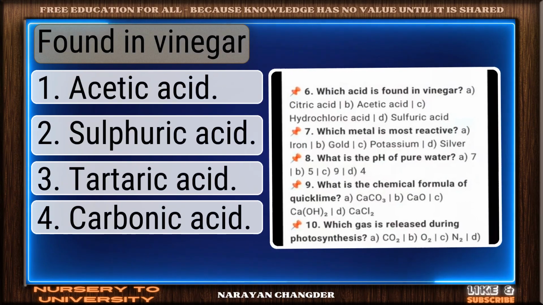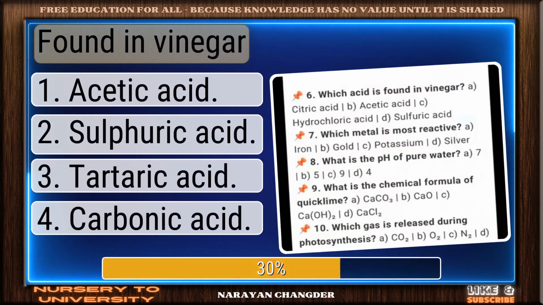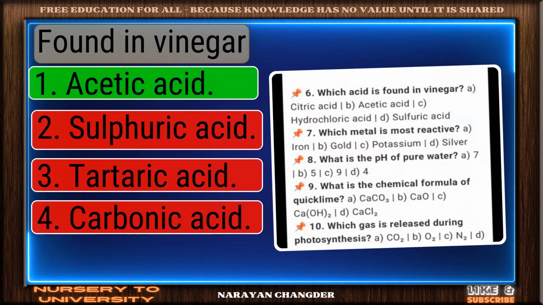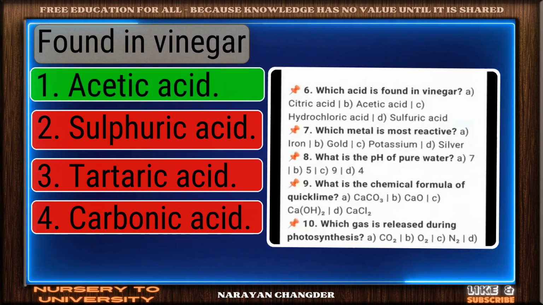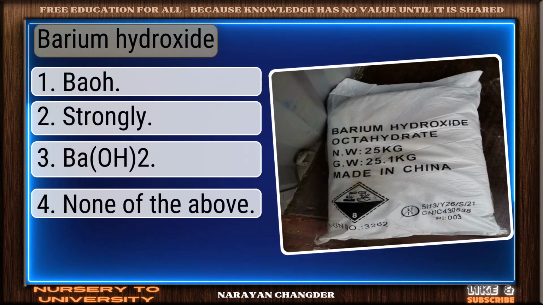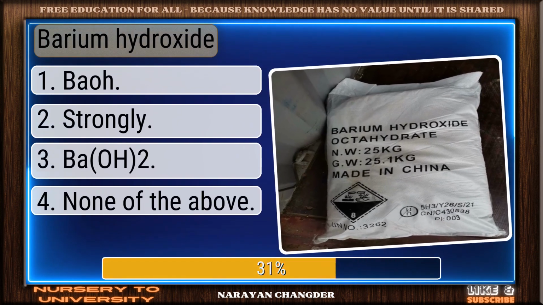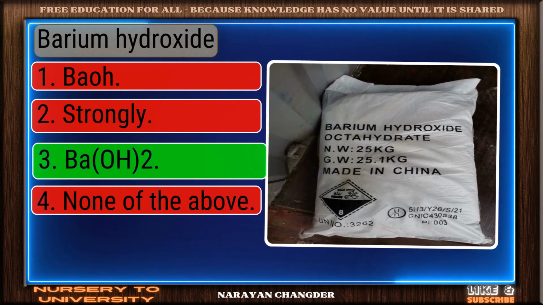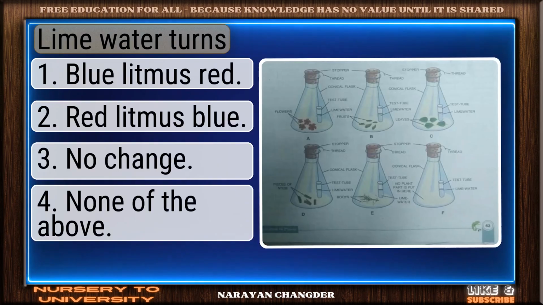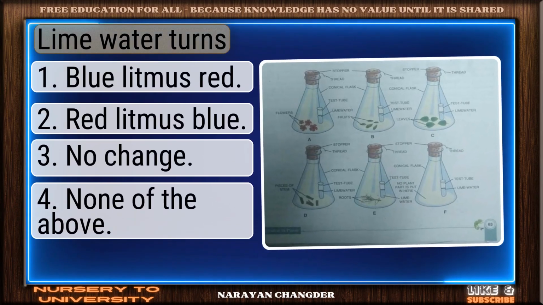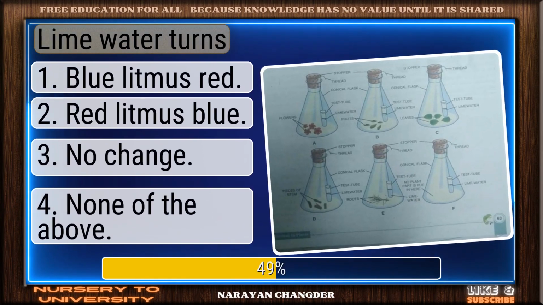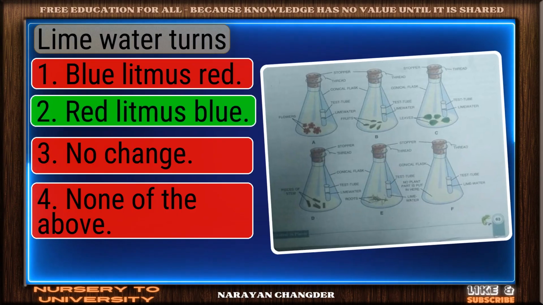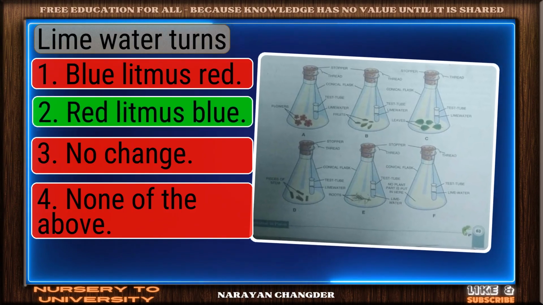Question number 265. Found in vinegar? Smart pick. Acetic acid is the correct choice. Question number 266. Barium hydroxide? Clear logic. Your choice, Ba(OH)2, is sound and 100% true. Question number 267. Lime water turns? Bravo. Red litmus blue is the answer.